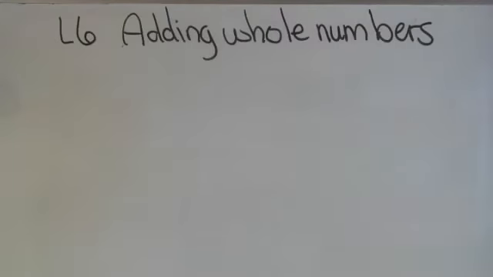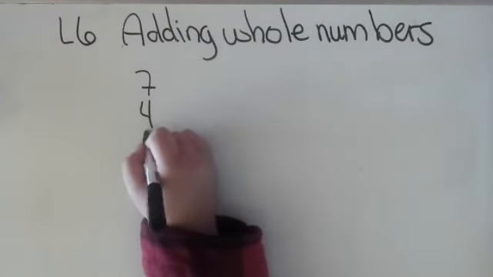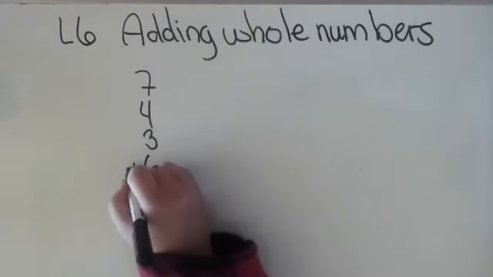This is Saxon 5, Lesson 6, adding whole numbers. So when you're adding whole numbers together, there's a couple of different ways you can do it. Let's say I have 7, 4, 3, 6, all added together.